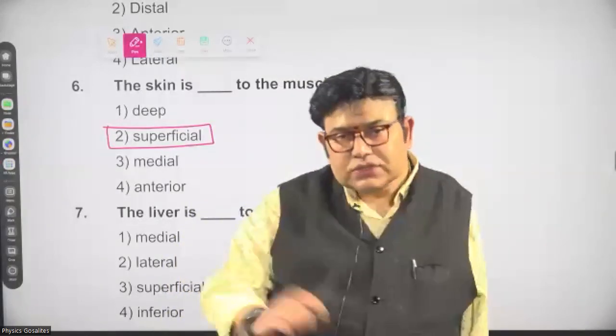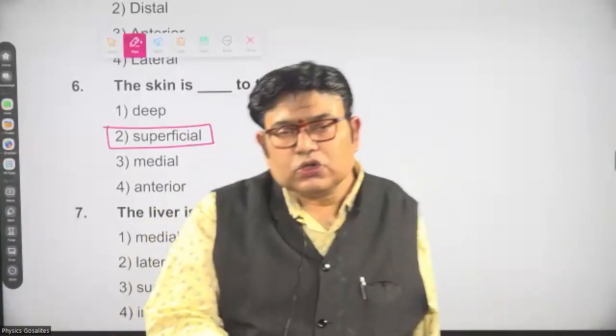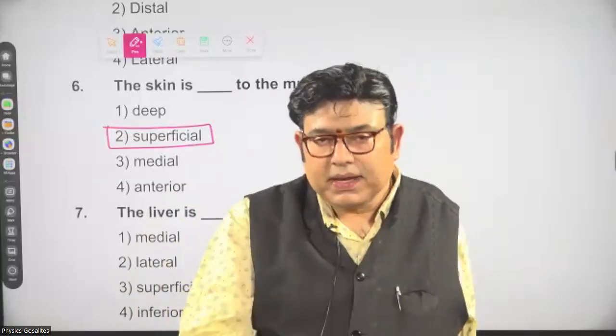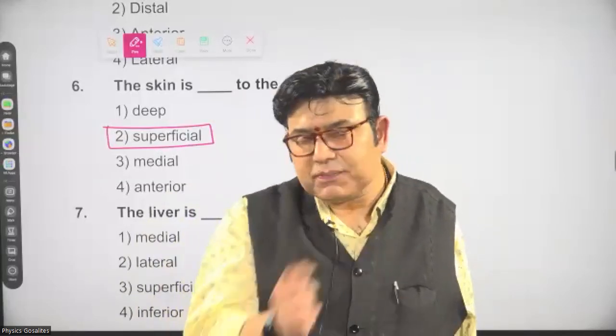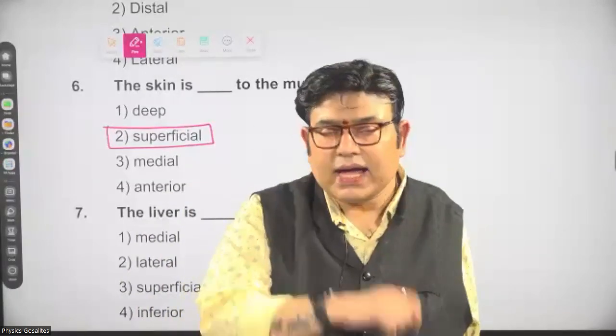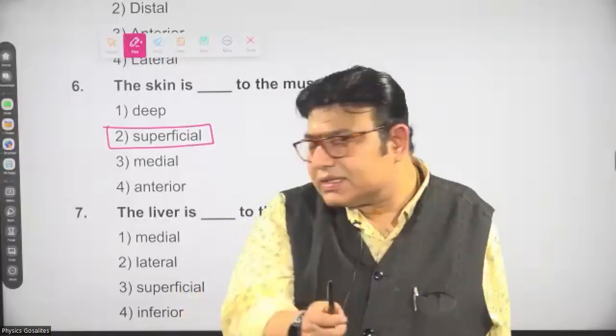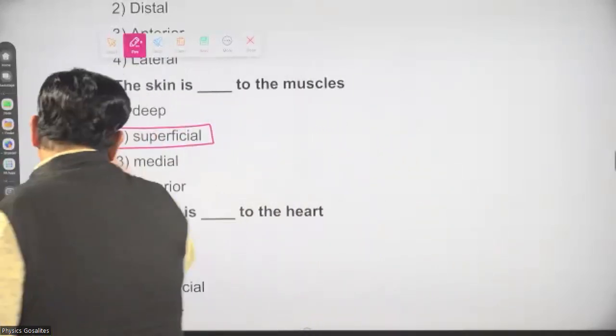So rather than using anterior and posterior to define these types of tissues, it is better to say deep and superficial. So which is deeper? Muscles are deeper and skin is superficial. Muscles are deeper, skin is superficial. Make sense?